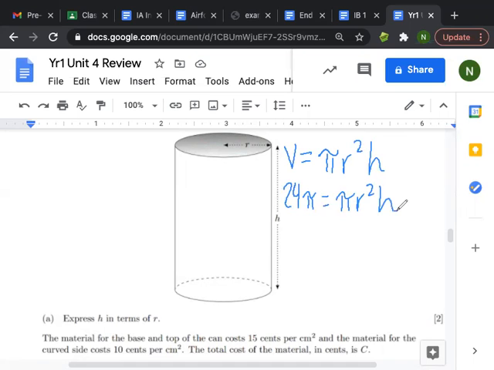And then they want h in terms of r, so that means get h by itself. So to get h by itself, I'm going to divide. So I get h is equal to 24 divided by r squared. What's the divide? You just divide pi. Yep. I just canceled the pi.